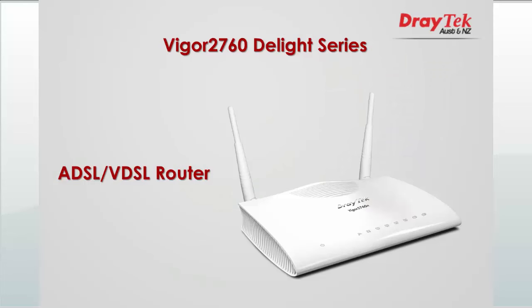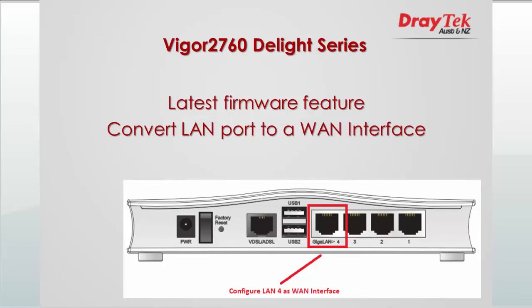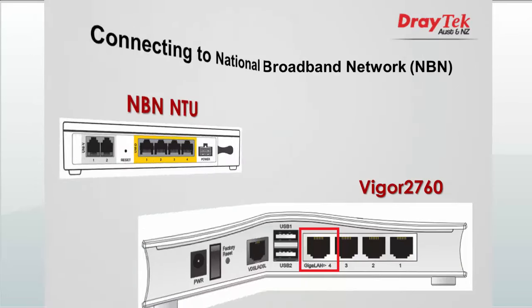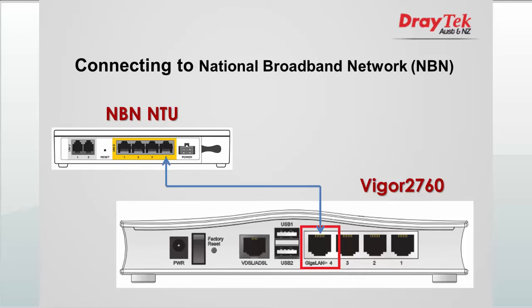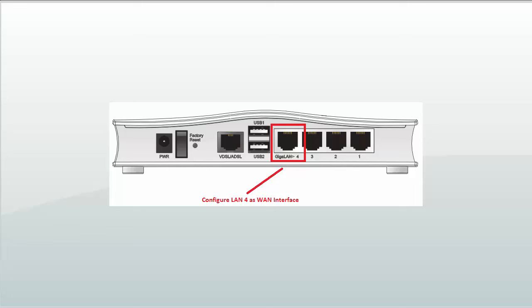Everyone. The Vigor2760 is an ADSL and VDSL router, but with the latest firmware, a new feature has been added to convert one of the LAN ports so it can be used as an Ethernet WAN. This will allow it to be connected to a broadband service such as the National Broadband Network, otherwise known as the NBN. In this video, I will show you how you can configure the Vigor2760 Delight router to use the LAN port number 4 as an Ethernet WAN interface.